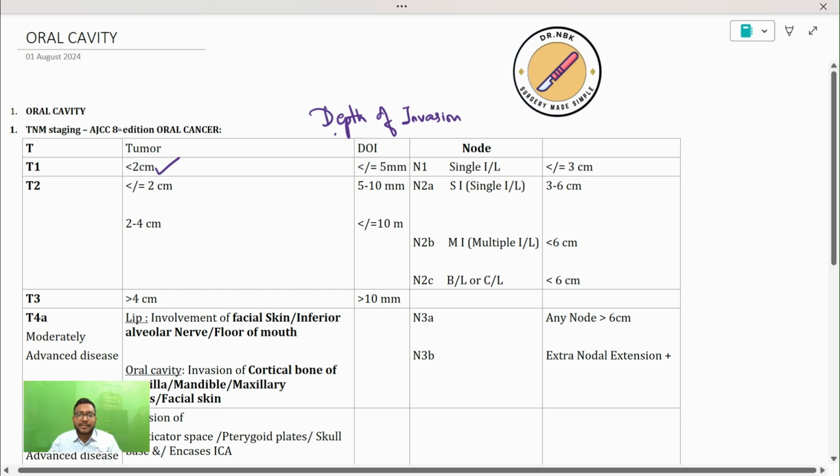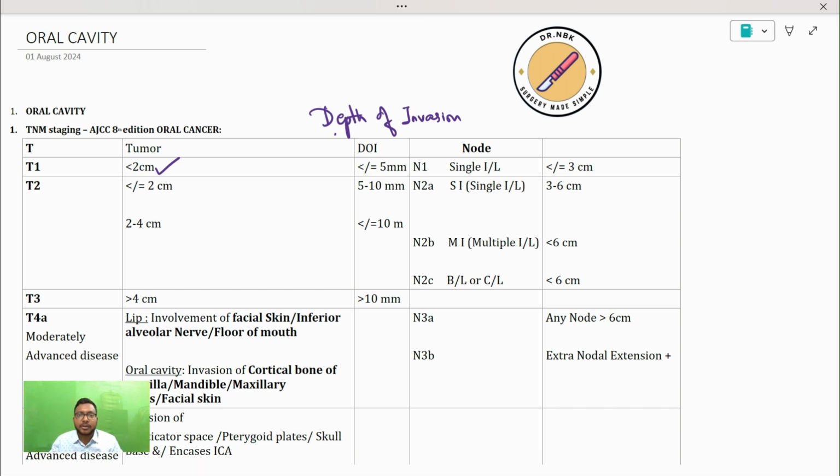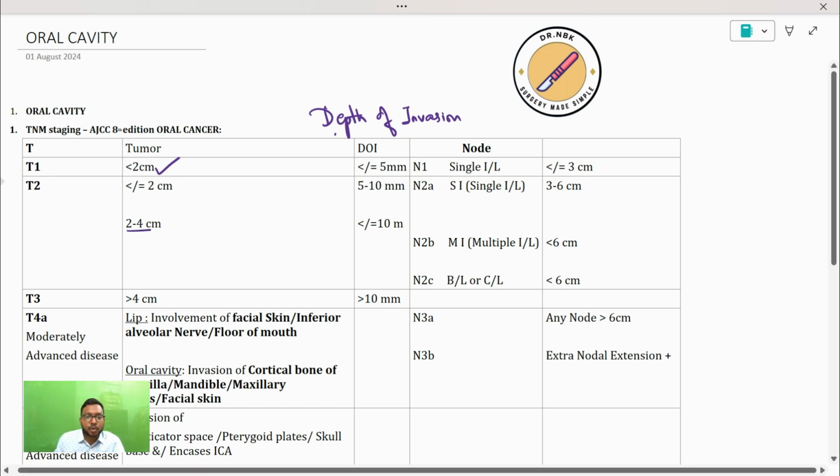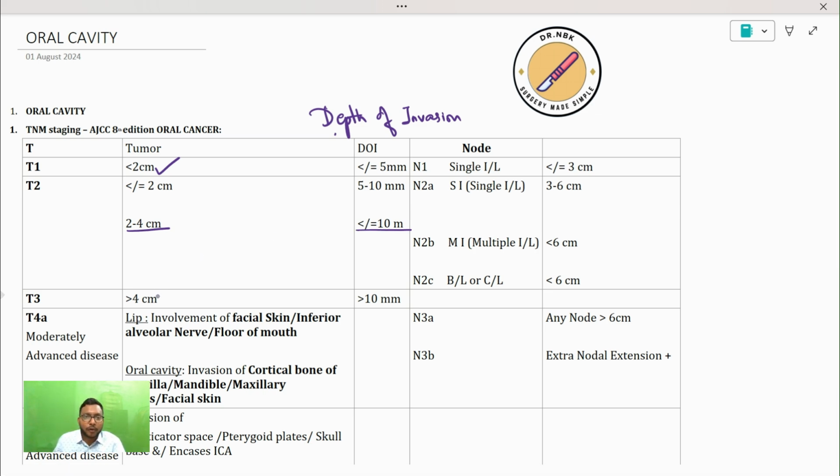When the tumor size is less than 2 centimeter and depth of invasion is less than or equal to 5 mm, it comes under T1. Now, when the tumor is less than or equal to 2 centimeter and depth of invasion is 5 to 10 mm, it comes under T2. The other thing which can be classified as T2 is when the tumor is 2 to 4 centimeters, and depth of invasion is less than or equal to 1 centimeter. Okay, right. Then more than 4 centimeter tumor with more than 1 centimeter depth of invasion comes under T3.